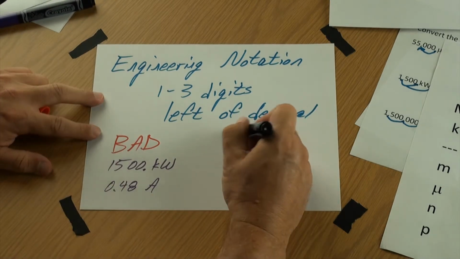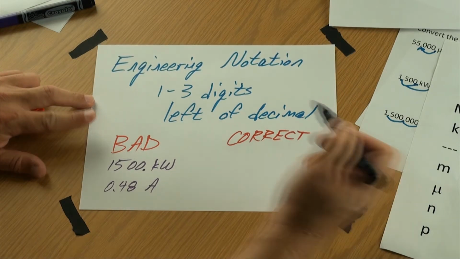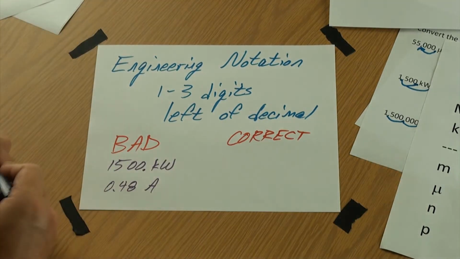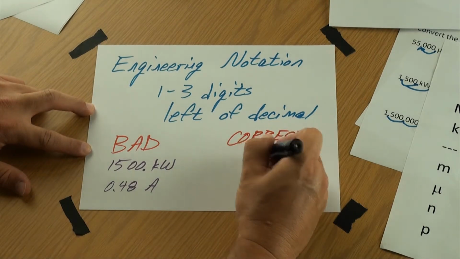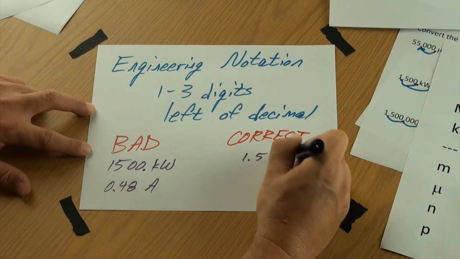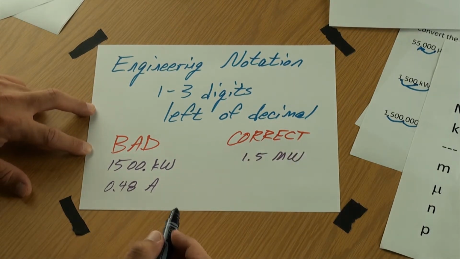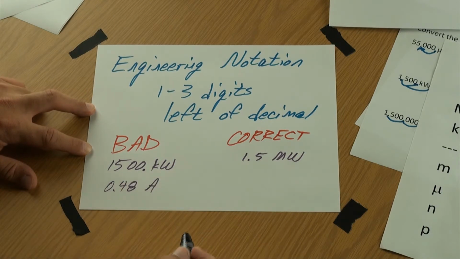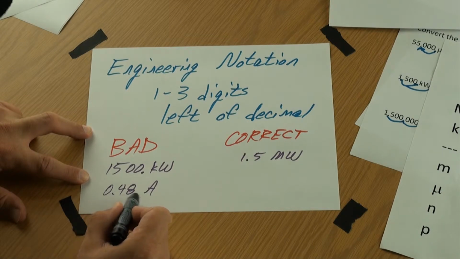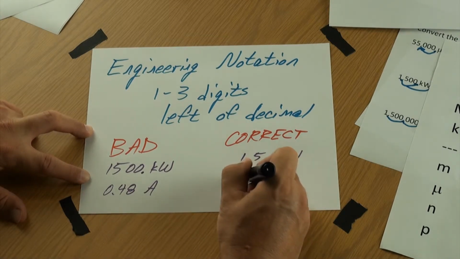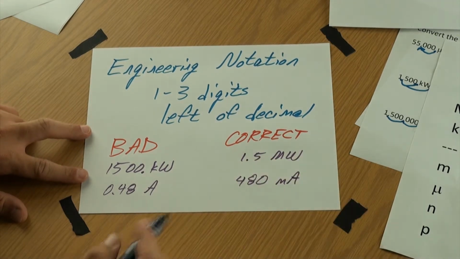When I'm looking at correct engineering notation, what that means is I have at least one, possibly as many as 3 digits to the left of the decimal. So it could be like 1.5 megawatts. Here I have 1 digit to the left of the decimal point. That's correct. And I just did my conversion here. The same thing here. If I have 0.48 amps, that would be the same as 480 milliamps. And again, I did my conversion.